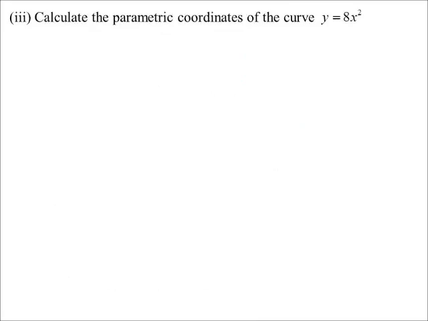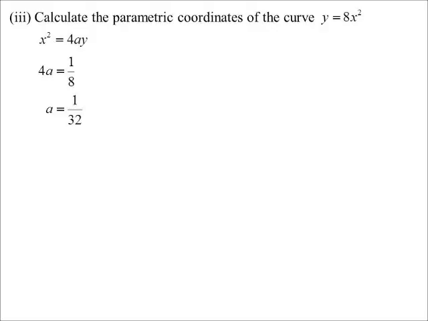So what would be the parametric coordinates for y equals 8x squared? If I want to put it in the standard form, x squared equals 4ay. The common mistake is to go, oh, 4a is 8. But it's not, because remember we want x squared as the subject before we do this. So x squared equals 4ay. If I've got it in that form, a is actually 1 on 32 for this one.